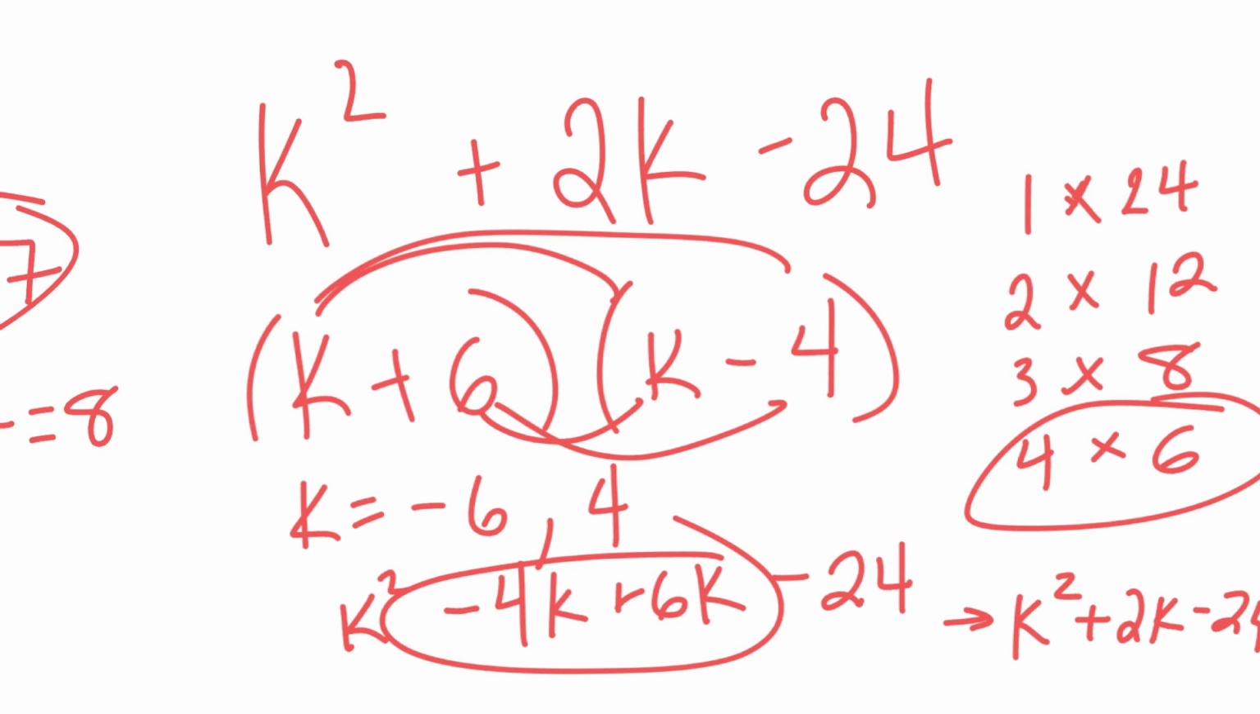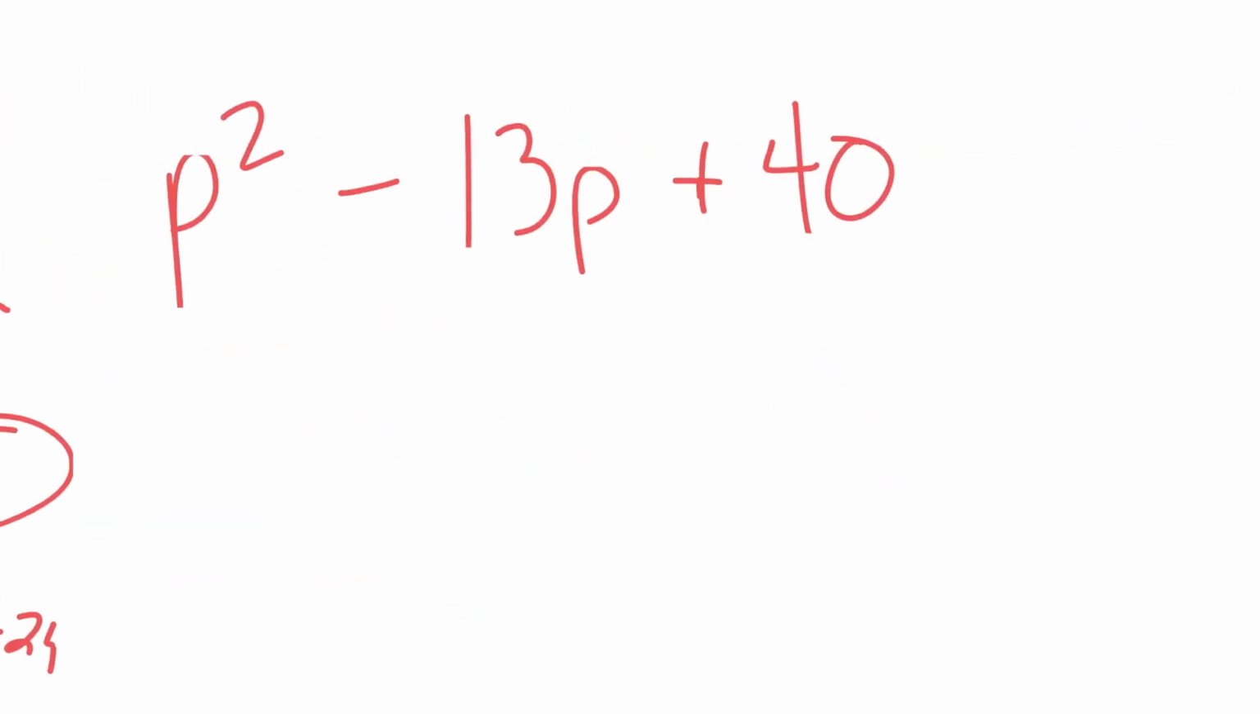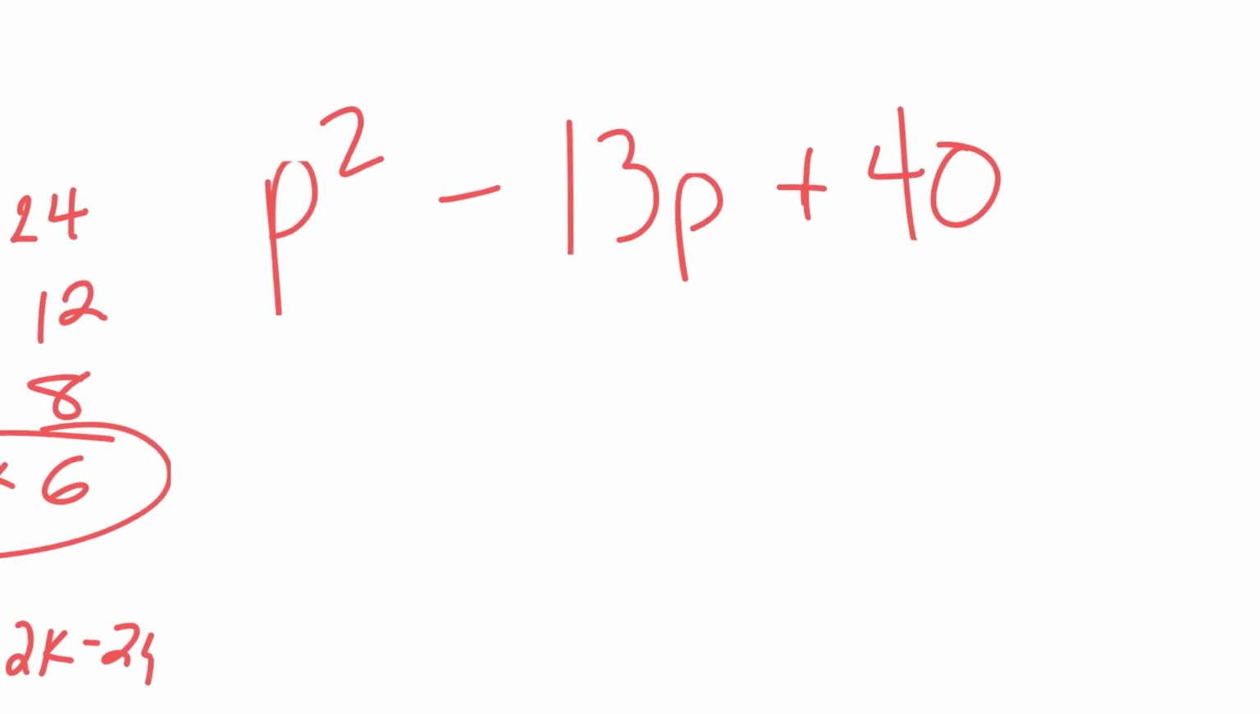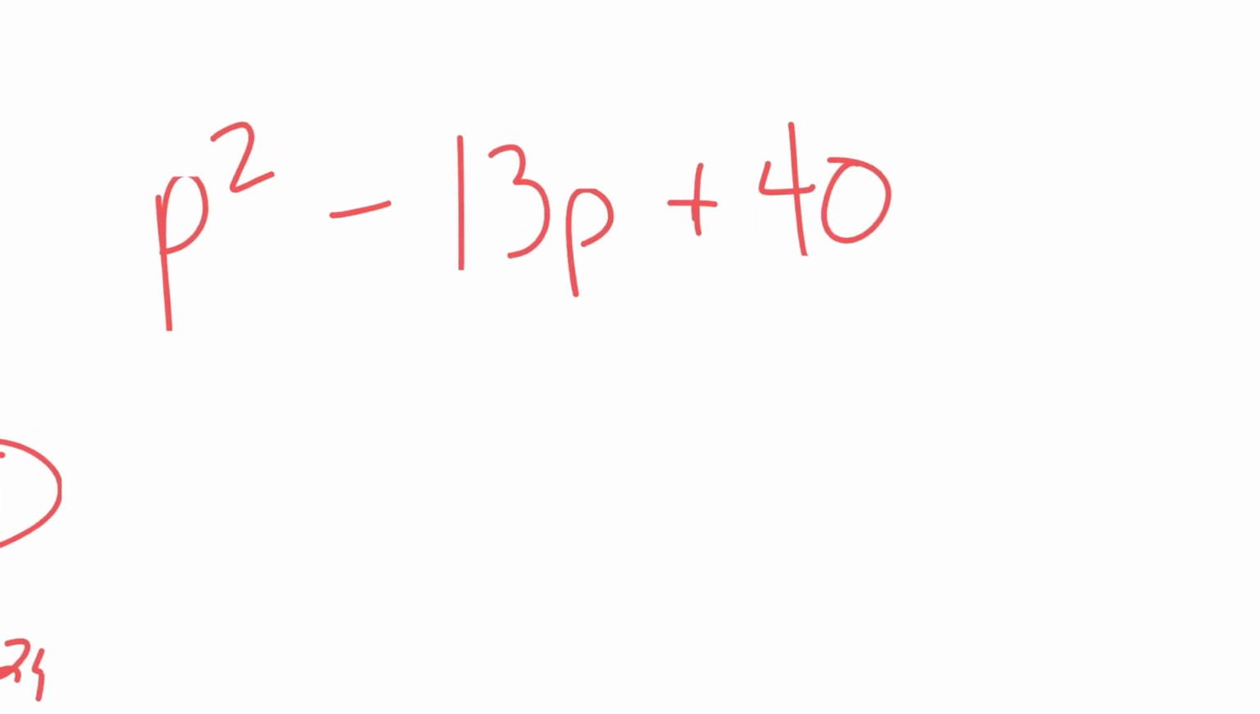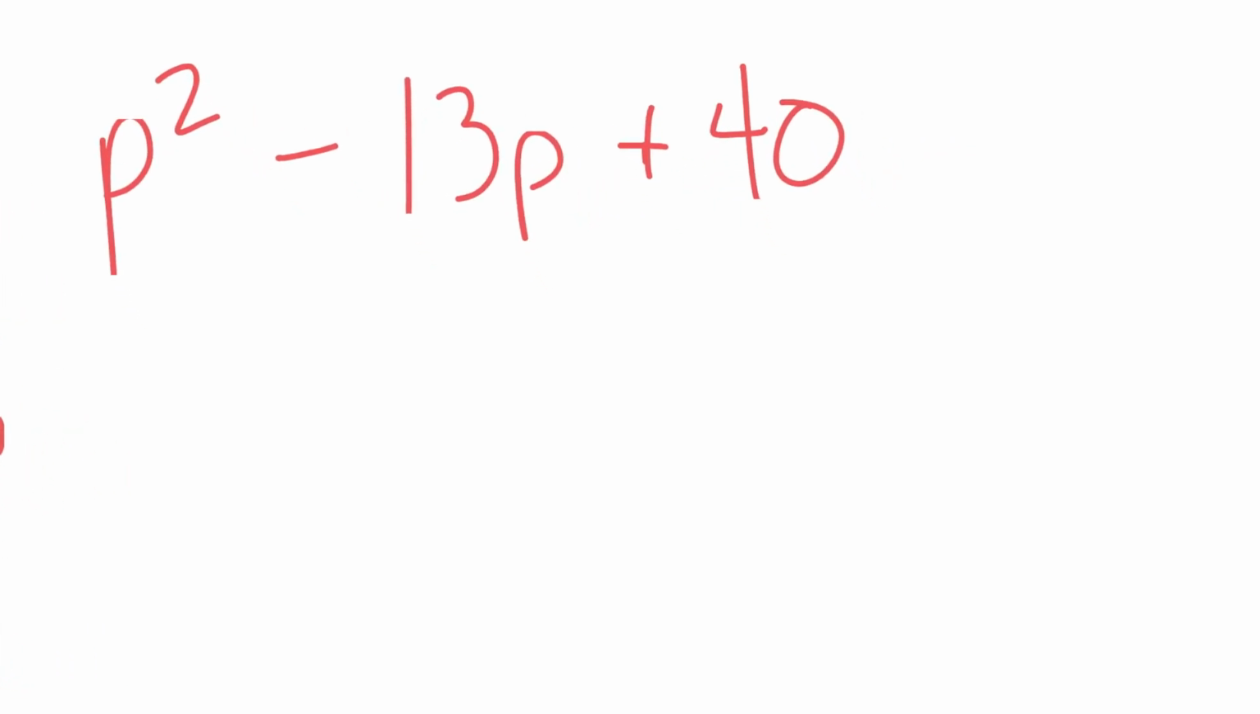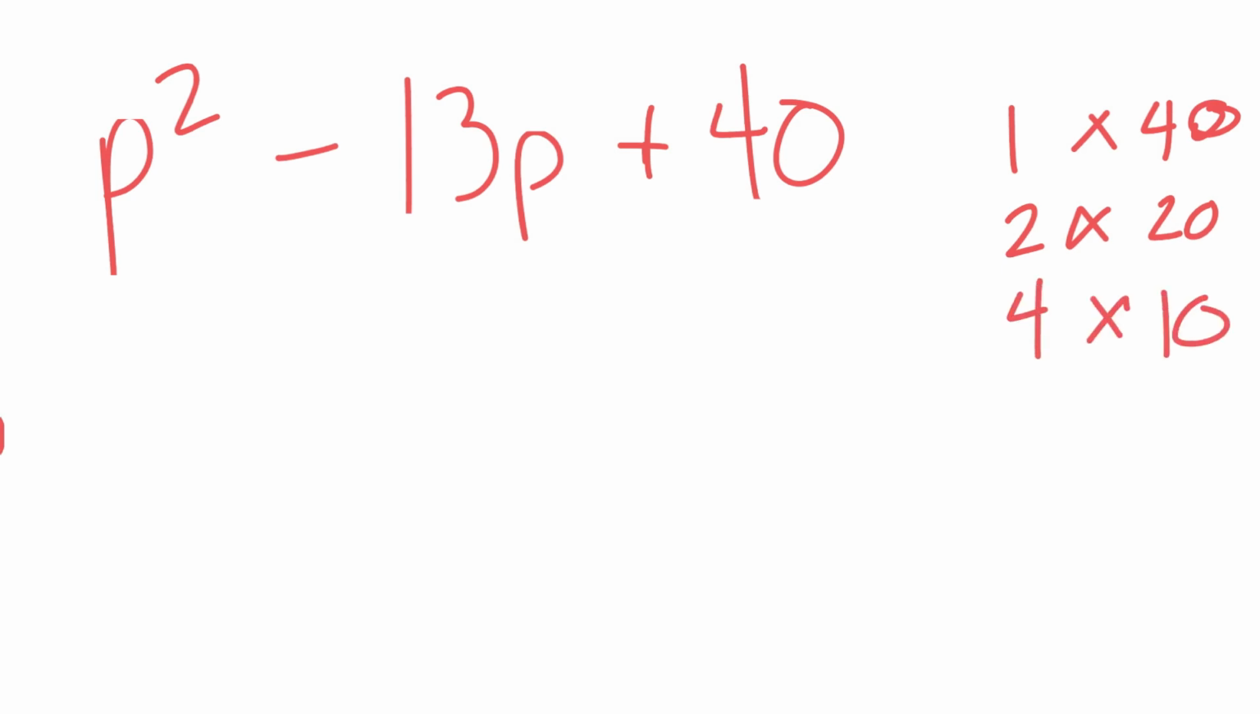Let's try one more example where we have a bigger number. And this will be the last example for this particular video. So here we have p squared minus 13p plus 40. So again, I want to find my factors of this. So I have 1 times 40, can do 2 times 20. 3 is not going to work. We could do 4 times 10. We can do 5. Let's see, 5 times 4 would be 20, so this has to be 5 times 8.